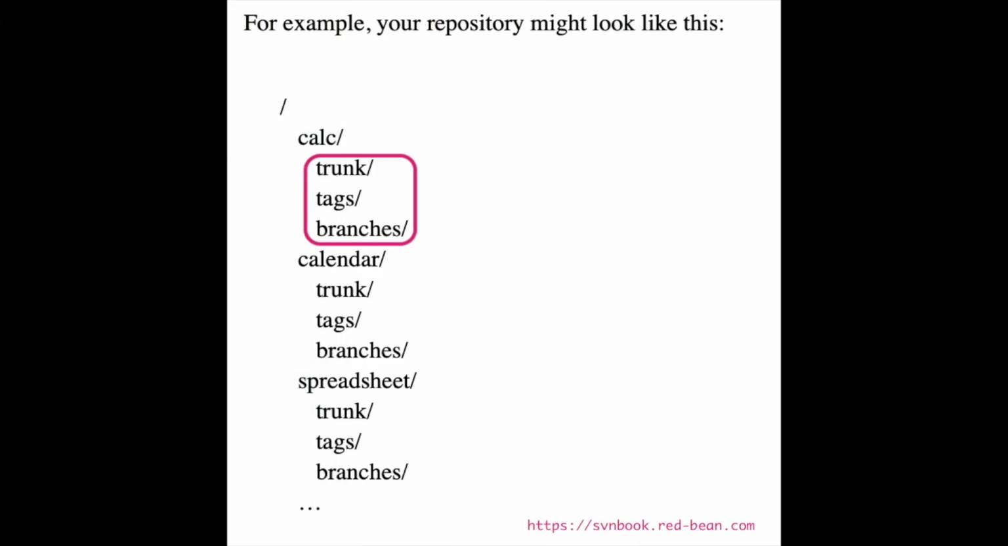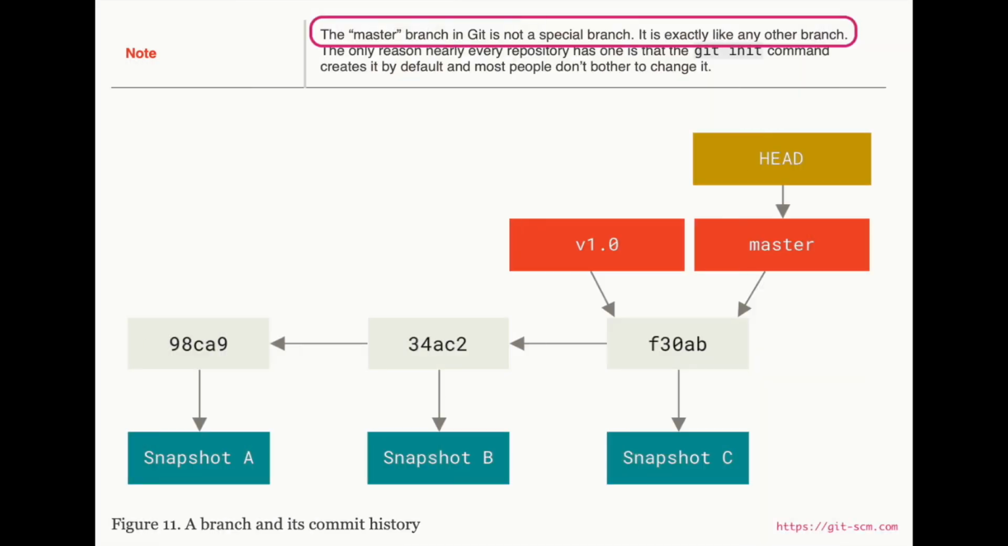In other systems, the main or trunk branch is a very special entity with certain implied characteristics. However, in Git, a branch is a branch regardless of its name. Main has no special meaning to Git, and the name is not afforded anything more special than any other branch you create.